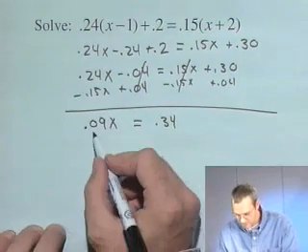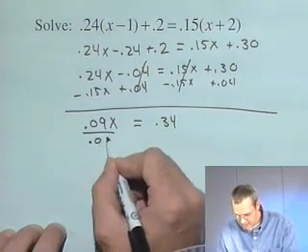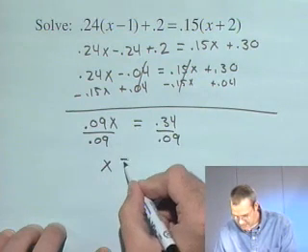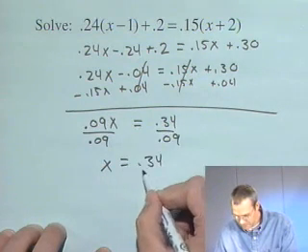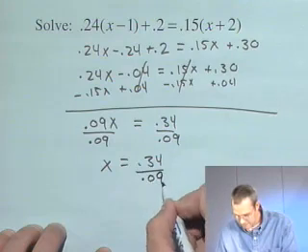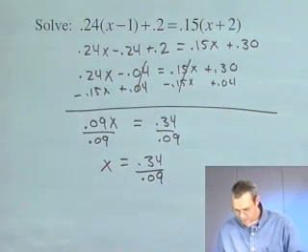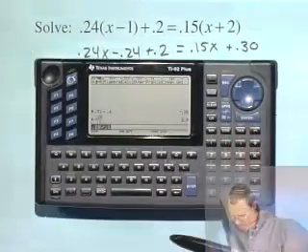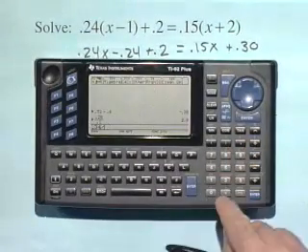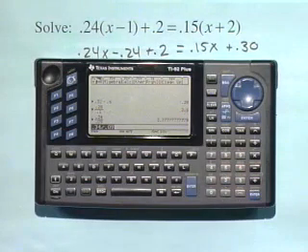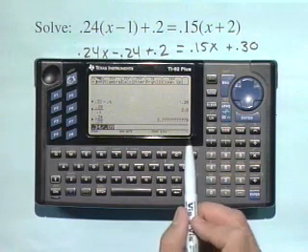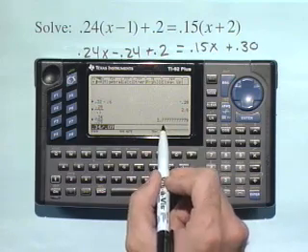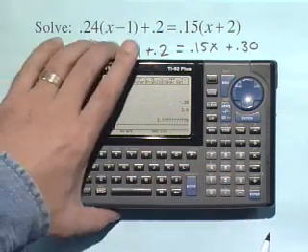Now we're ready to solve. Divide both sides by 0.09. And we get x equals 0.34 over 0.09. And if we want to represent that as a nice decimal, 0.34 divided by 0.09 gives us 3.7. Notice that it repeats. So we can represent that as a 3.7 with a line or a bar over the 7.